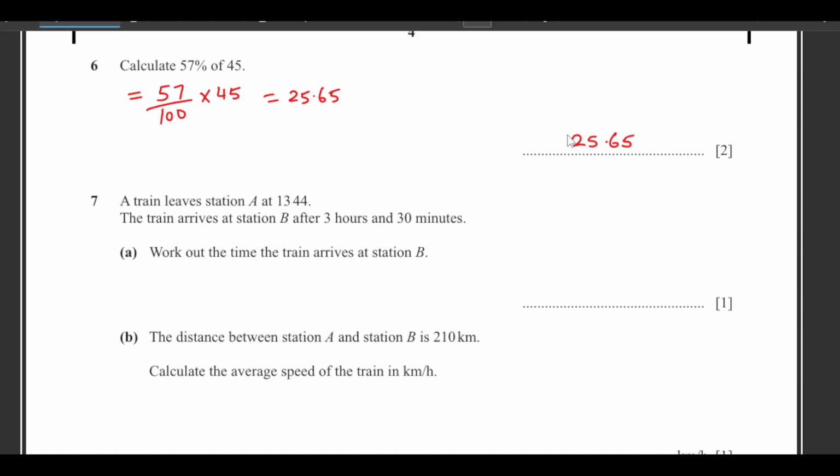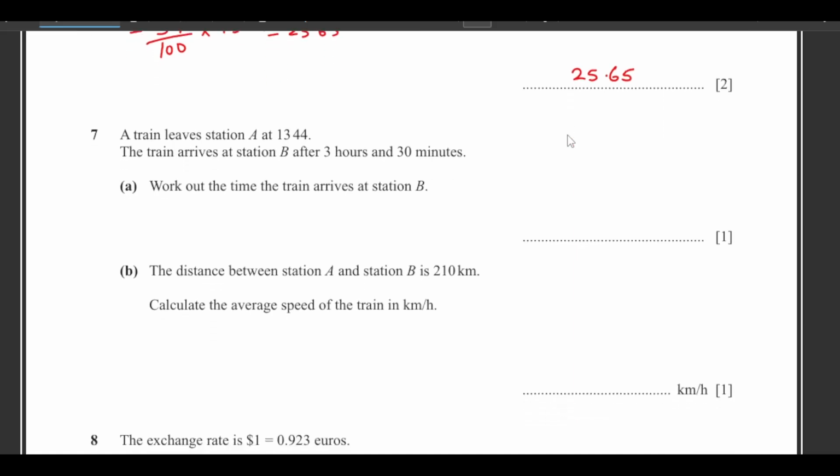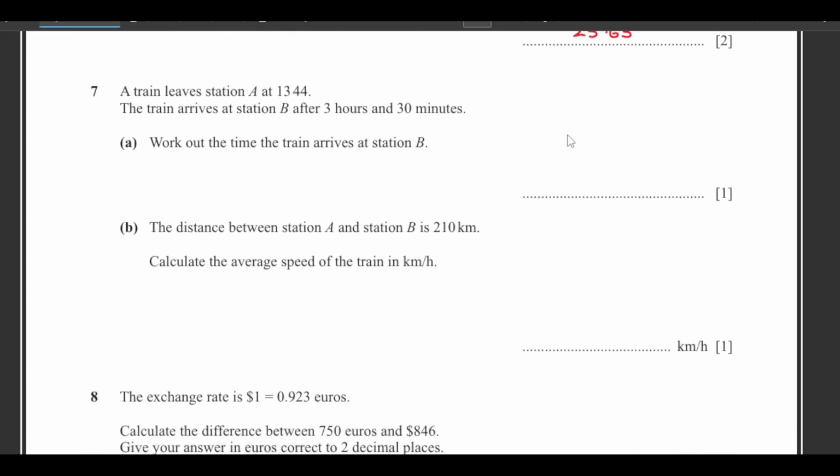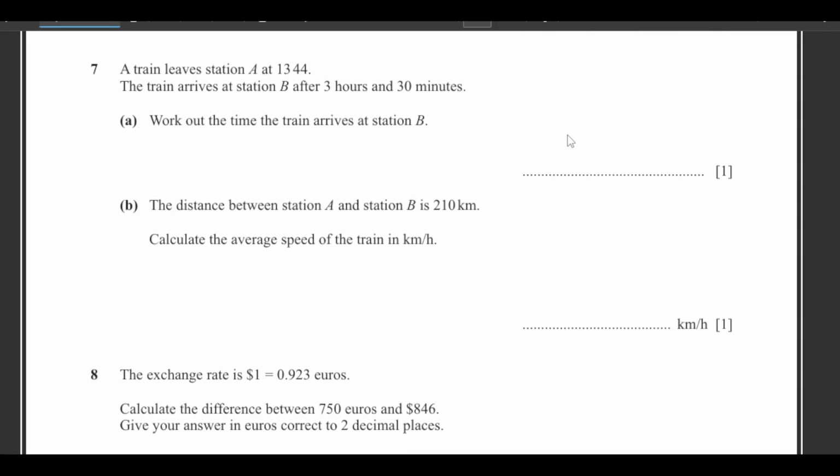Right? Now number 7, sorry guys. Number 7, a train leaves station A at 13:44. A train arrives at station B after 3 hours and 30 minutes, meaning going from A to B it takes 3 hours and 30 minutes. Work out the time the train arrives at station B.